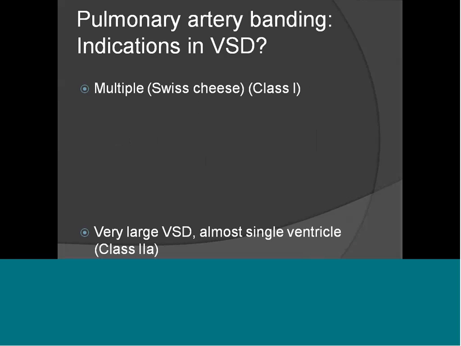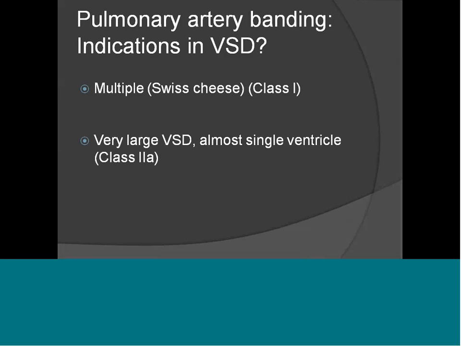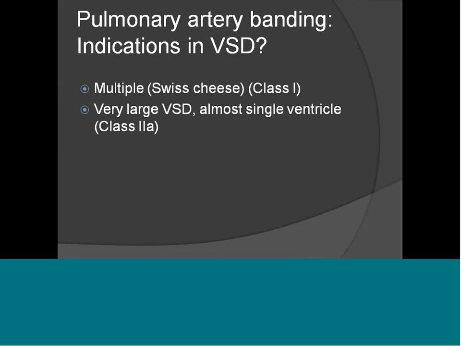I think all would agree. If you can't close all the VSDs, you can band. A very large VSD, almost single ventricle, is a class 2A indication. Again, this is the National Committee guideline. Low weight is also a class 2A indication.